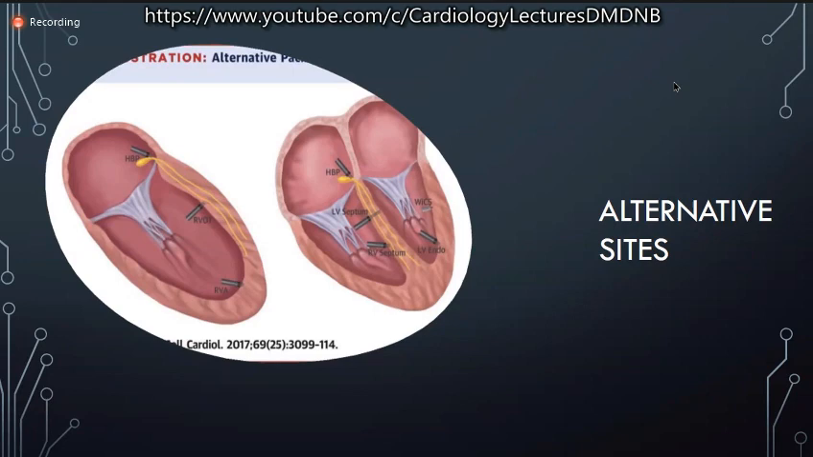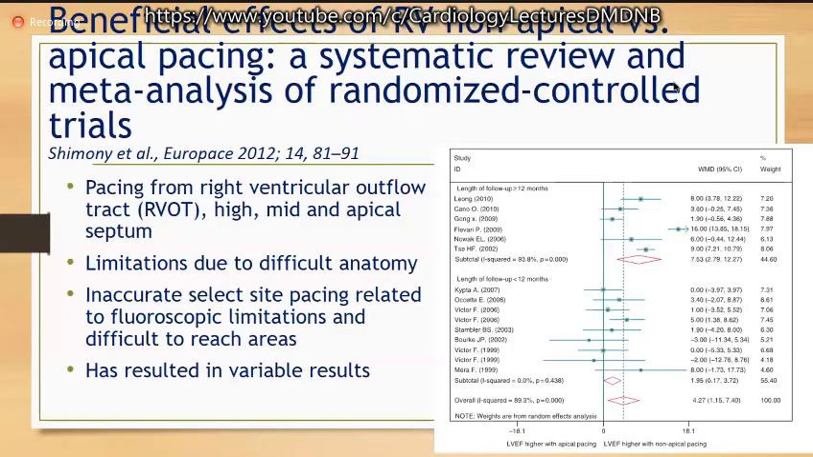Then they thought that it was the RV apical pacing that was the villain, and they looked at non-apical pacing sites, so alternate site pacing. That was the second venture. They looked at RV outflow tract pacing, or rather mid septum pacing, or high RV outflow tract pacing. Although theoretically all of these were presumed to reduce the incidence of pacing-induced cardiomyopathy, that was not what we saw in trials or real-world data.